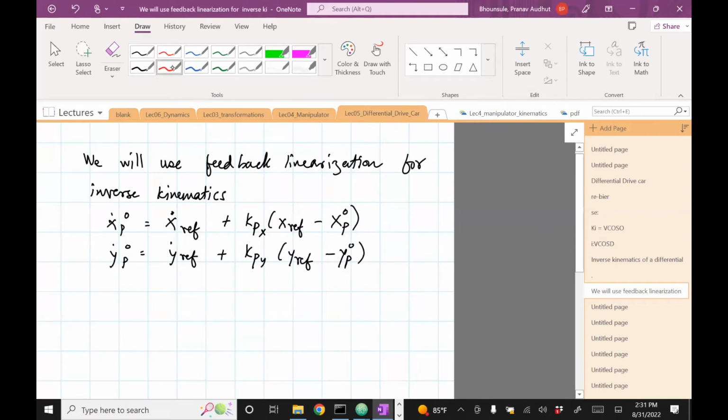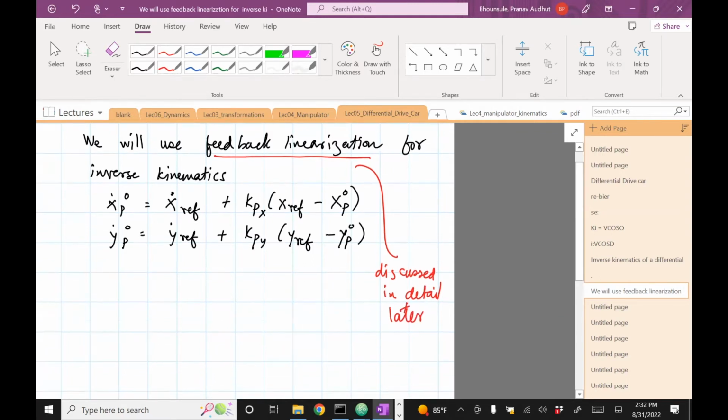Okay, so let's see what this is. So this is just the controller. What I mean by controller is something which will enable us to track. The form of the equation which I wrote down here is the feedback linearization. It will be discussed in detail later.